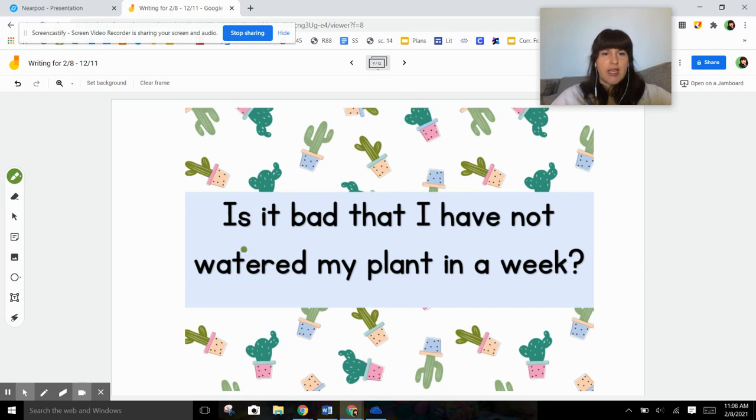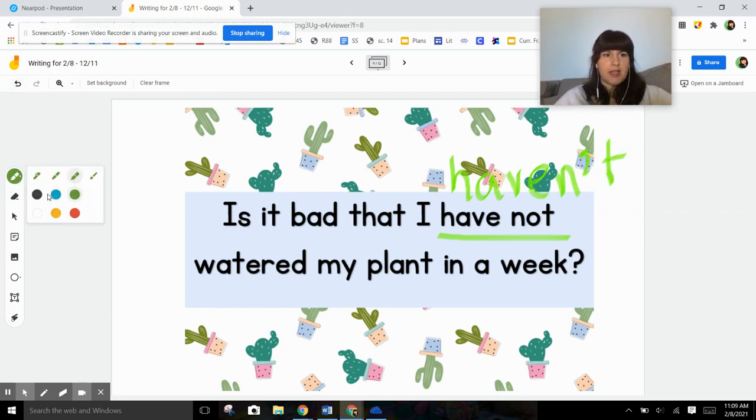Our next sentence. It is bad that I have not watered my plant in a week. Is it bad that I have not watered my plant in a week? Or is it bad that I haven't watered my plant in a week? So, haven't. Keep the H-A-V-E-N, squishing those two letters together. Instead of writing the O, we're going to do an apostrophe and then a T.